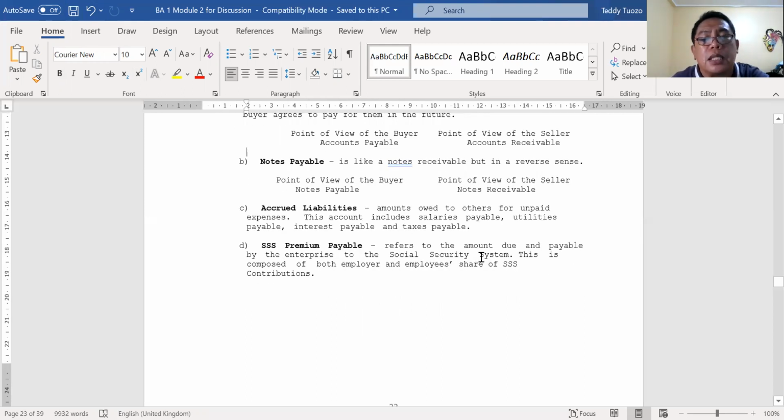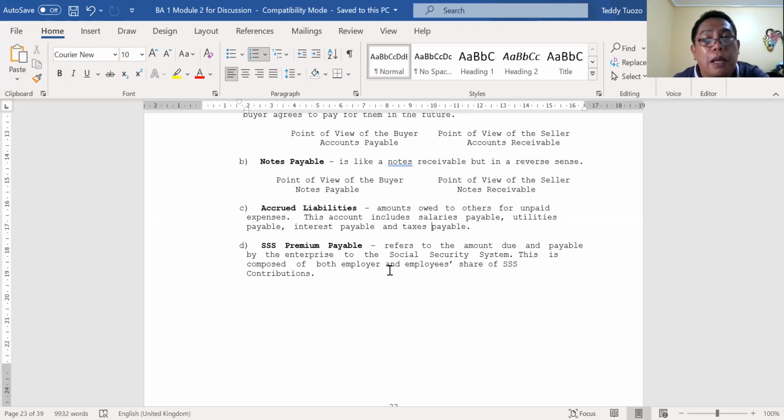Accrued liabilities, this is actually an account that embraces all liabilities. There may be interest payable, or utilities payable, which are also part of accrued liabilities. These are amounts owed to others for unpaid expenses. This account includes salaries payable. Actually, salaries payable, utilities payable, interest payable, and taxes payable can each be a different account, but they can also be classified into one as accrued liabilities.